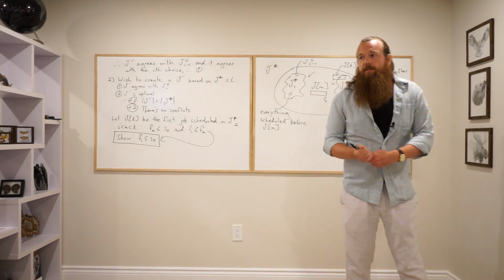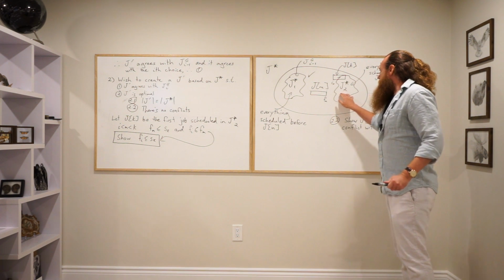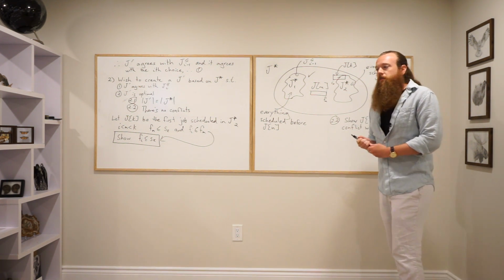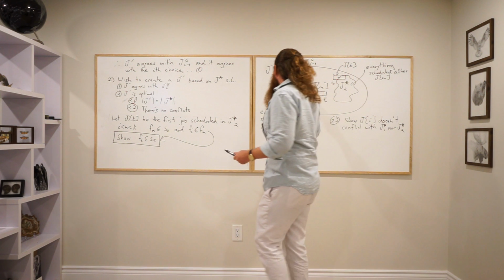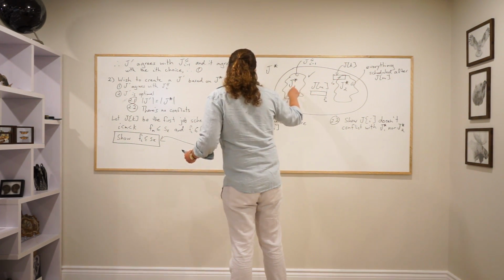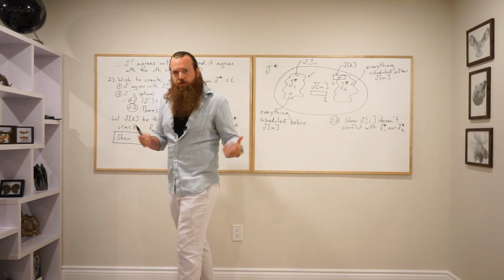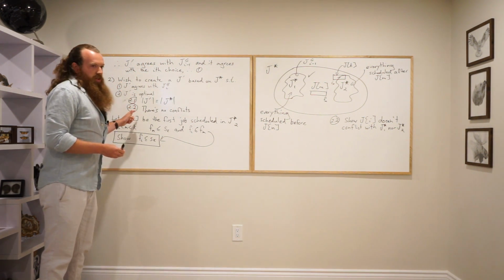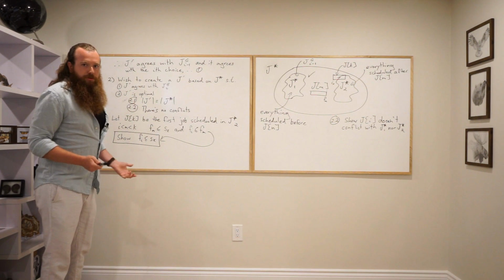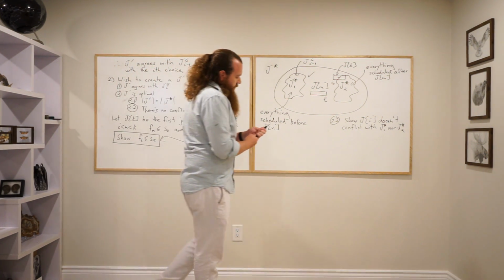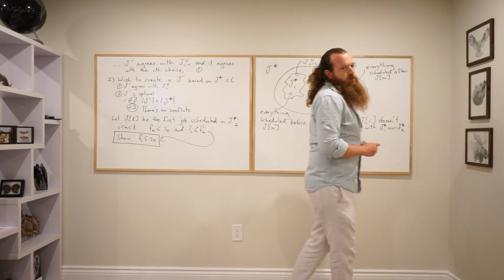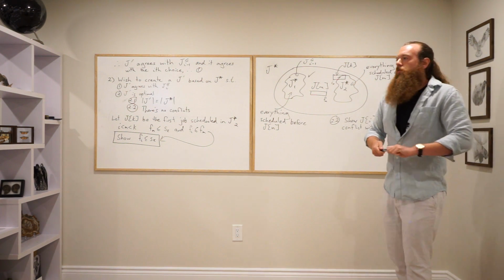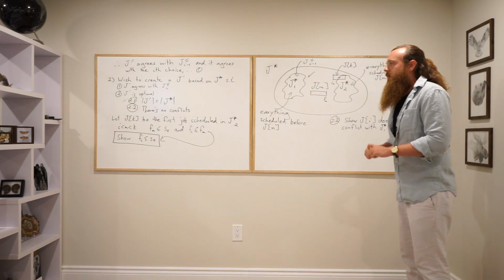Therefore, job Ji doesn't conflict with J star 2. Therefore, job Ji doesn't conflict, and J star 1 doesn't conflict with Ji. Take those two things together, therefore there's no conflicts in J prime. Therefore J prime is optimal. Therefore there always exists an optimal solution that agrees with our greedy solution.